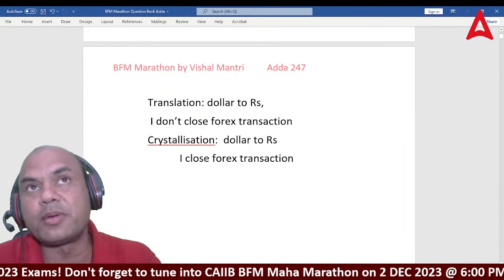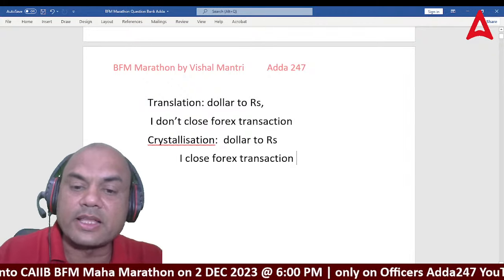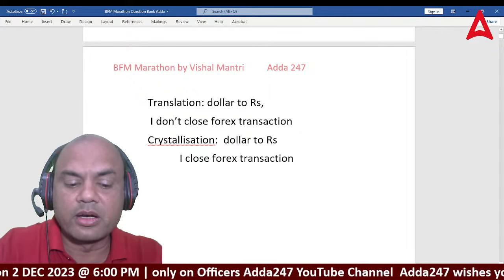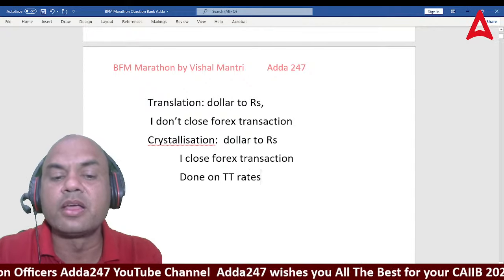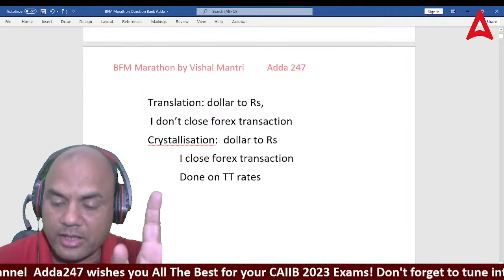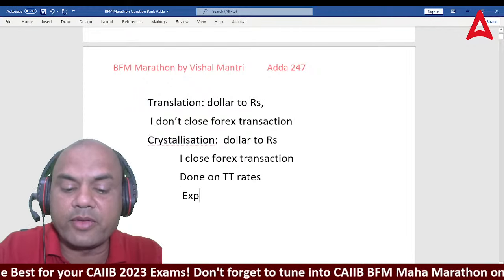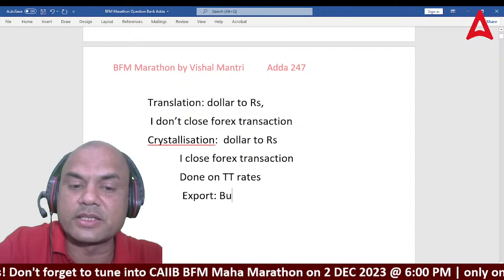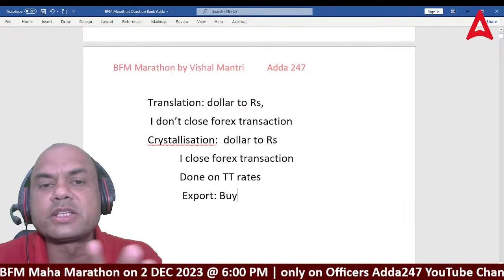As the topic has come, I'll explain all this crystallization concept in detail now. So crystallization is always done on TT rates. TT rates means what? They are always reverse. Suppose I am having an export transaction. Everyone understand this, pay attention. In export, what do I do? I first buy the currency. Export transaction means buy. And import means always sell.